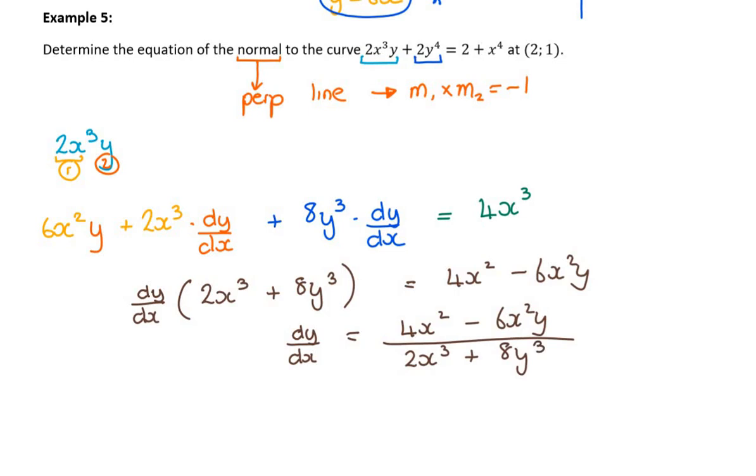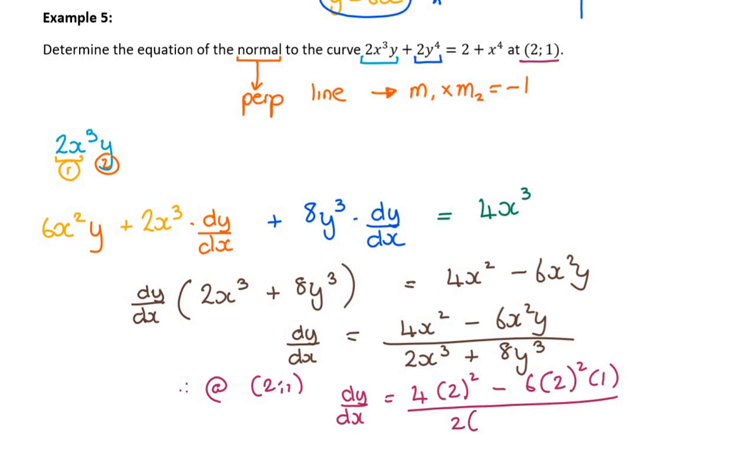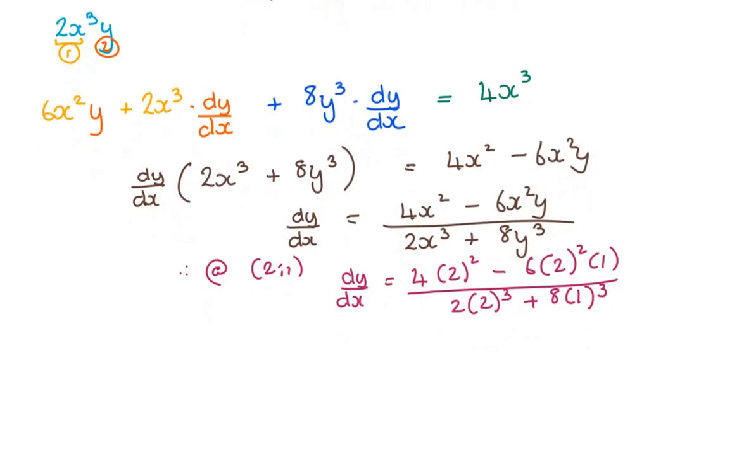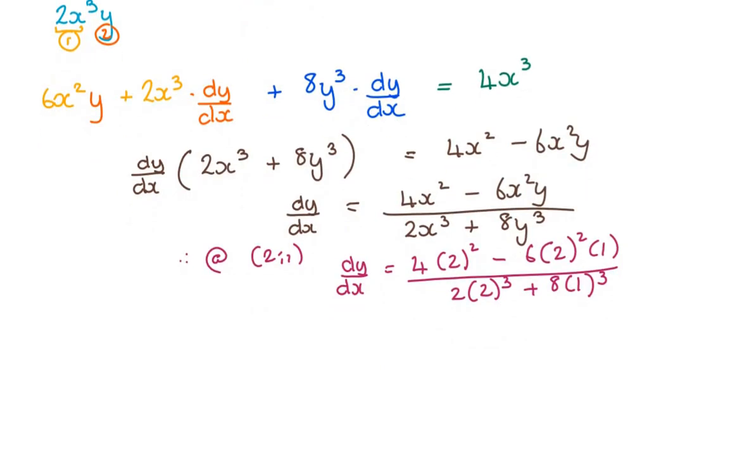Now, what was the question here? The question said determine the equation of the normal. So I need to first find the gradient at 2, 1, because they've given me that point. So therefore, at 2, 1, dy dx would be equal to 4 times 2 cubed minus 6 times 2 squared times 1 all over 2 times 2 cubed plus 8 times 1 cubed. So absolutely use your calculator. And I got minus 1/3.